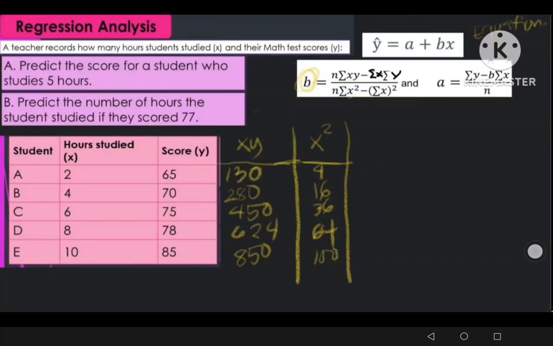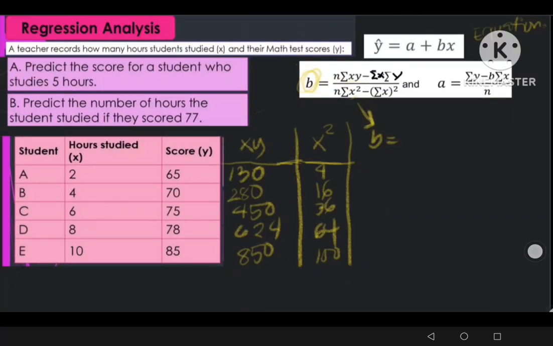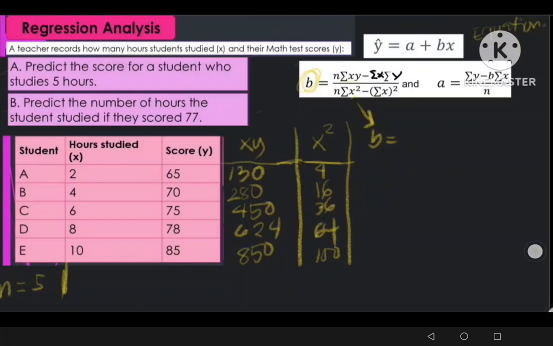Since given formula here, let's start with B. Let's answer first our formula B, but before that, let's calculate, or let's sum up the given result here in our table. Start with students here. The student here, we're going to count it off. This is the value of our n. Just count. 1, 2, 3, 4, 5. So that's the value of our n, 5.